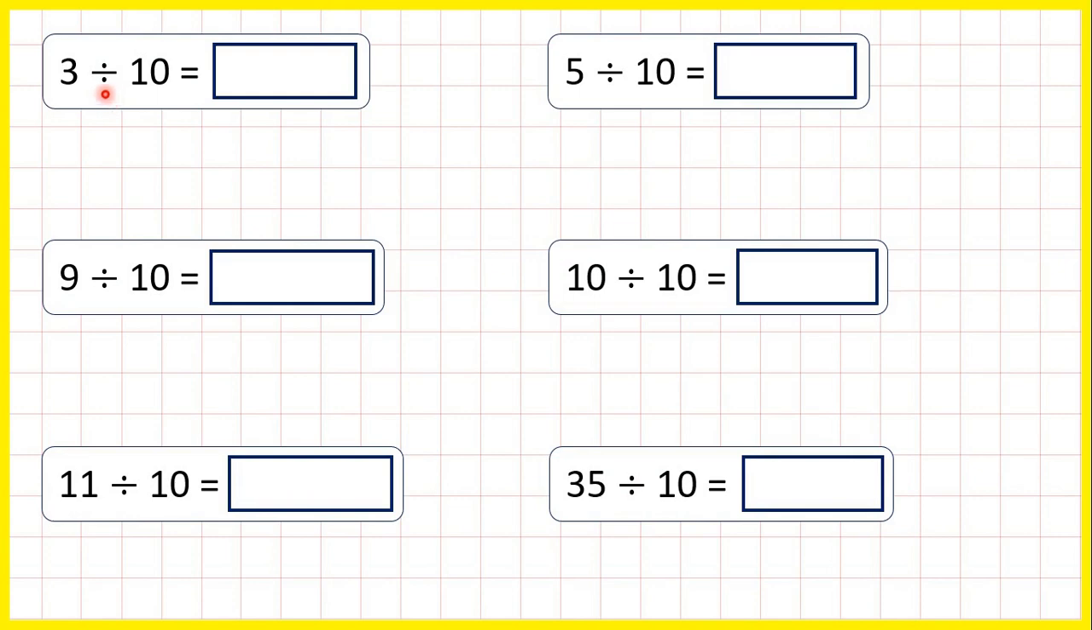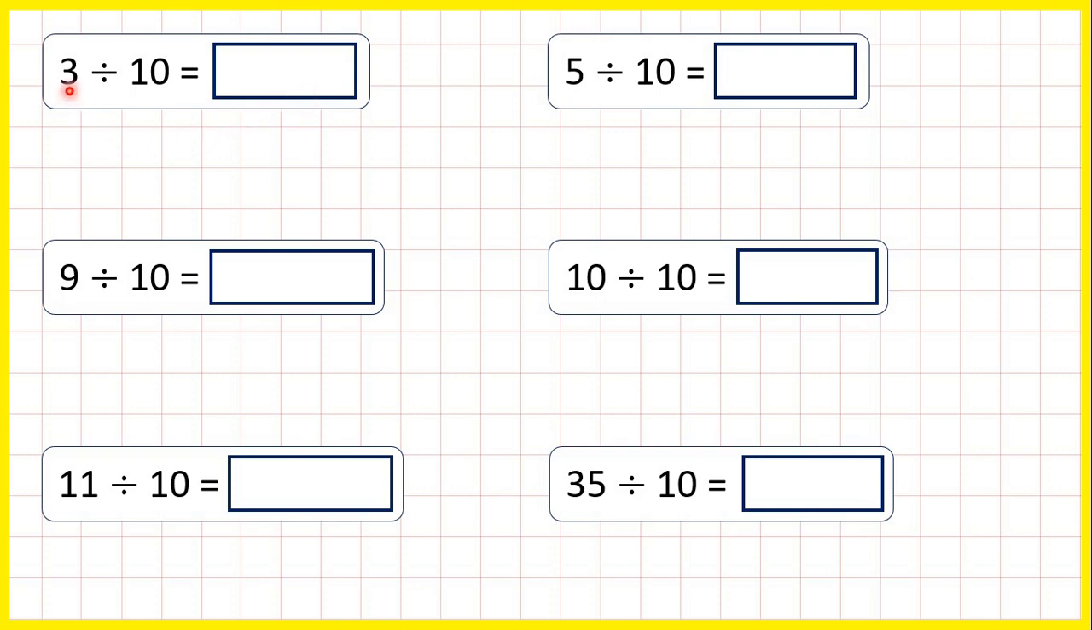So for these questions we're dividing by 10. But apart from 10 divided by 10, the numbers we're dividing, or our dividends, are not numbers that are in the 10 times table. And that means our answers will be decimals with tenths.